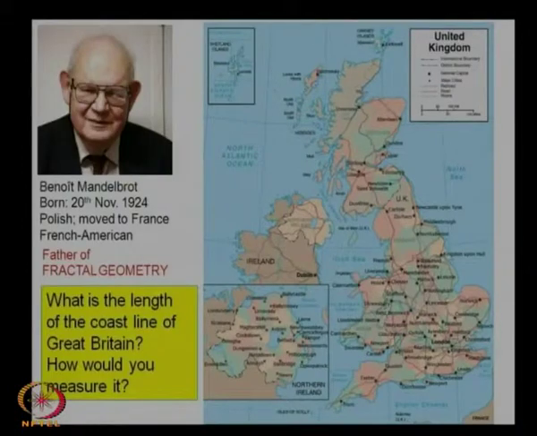Now this problem belongs to the area of fractal geometry, and this is an important branch of chaos theory. Sometimes Benoit Mandelbrot is called the father of fractal geometry. He was born on 20th November 1924. What he did was to address this question as to what is the coastline of Great Britain. So here is a map of Great Britain, and you want to determine what is its coastline.